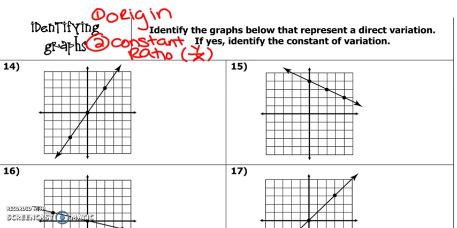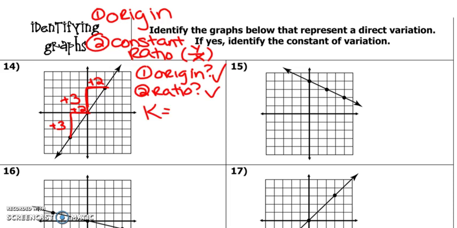So, if I look at number 14, number 1, the origin, does it go through the origin? Yes, it does. So now we have to check. If I go from my origin to my top point, I went up 3 and I went over 2. If I go from my bottom point to the origin, I go up 3 and I go over 2. So does it have that ratio? Well, if you notice, both points follow the same. My ratio is 3 over 2. If you can find the slope of the line, and it is a constant slope, and it is the same slope each time, then yes, it is a direct variation.